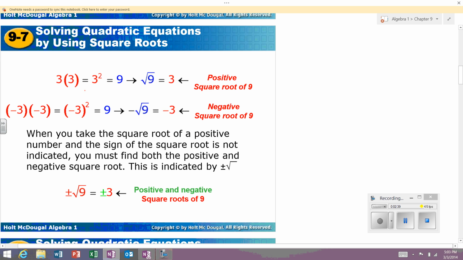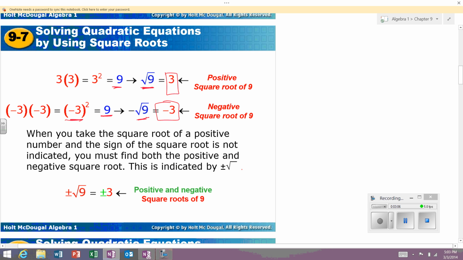For example, I know that 3 times 3 is 3 squared, which gives me 9. But also, negative 3 times negative 3, which is negative 3 squared, gives me 9. So the square root of 9 has to be both the positive version of that square root and the negative version. And when you take the square root of a positive number and the sign of the square root is not indicated, you must find both the positive and the negative.